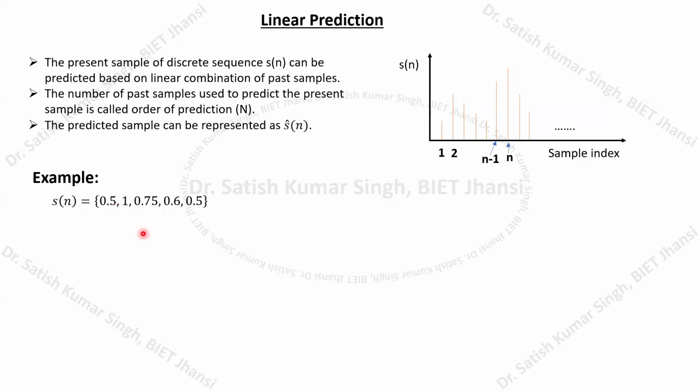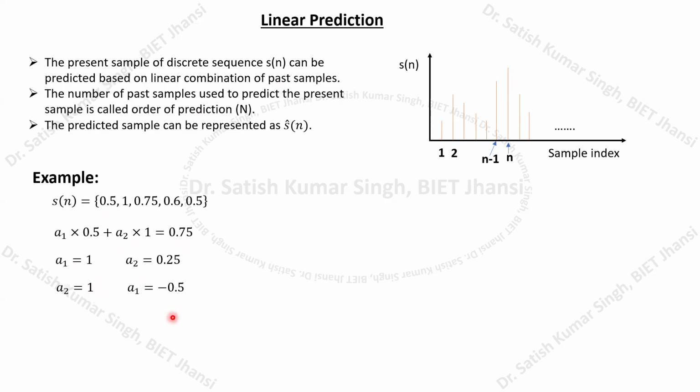So how to get those values of coefficients, you can see here. Let us suppose the coefficients are A1 and A2. Then A1 multiplied by 0.5 plus A2 multiplied by 1 should be equal to 0.75. If we assume A1 equals 1, then you can easily get the A2 value equal to 0.25. Similarly, if you assume A2 equals 1, then A1 will be equal to minus 0.5.